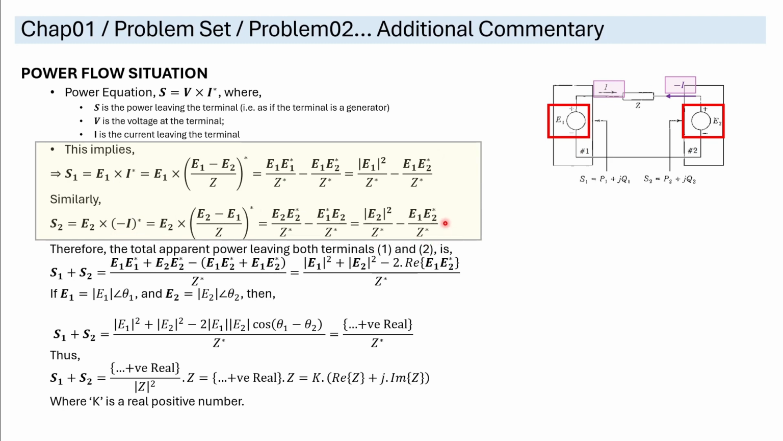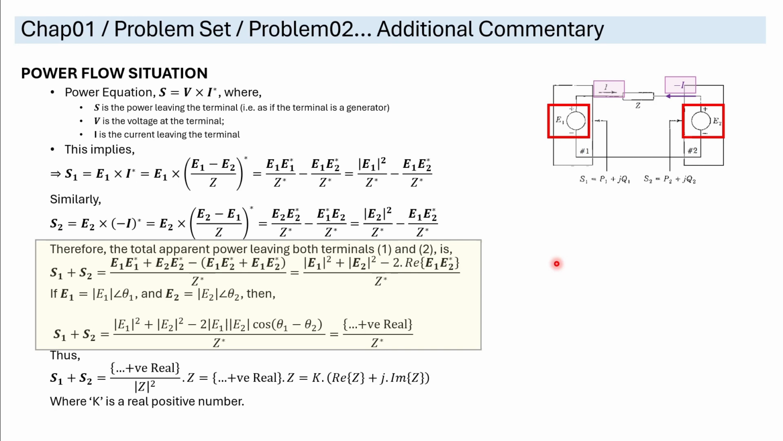After some algebraic manipulations, we arrive at expressions for S1 and S2. Now we calculate the sum of S1 and S2. This will give us the total apparent power leaving both the terminals of the circuit. Conservation of energy indicates that this should be equal to the total power consumed by the connecting tie line. Let's see if the mathematics agrees with our logic.